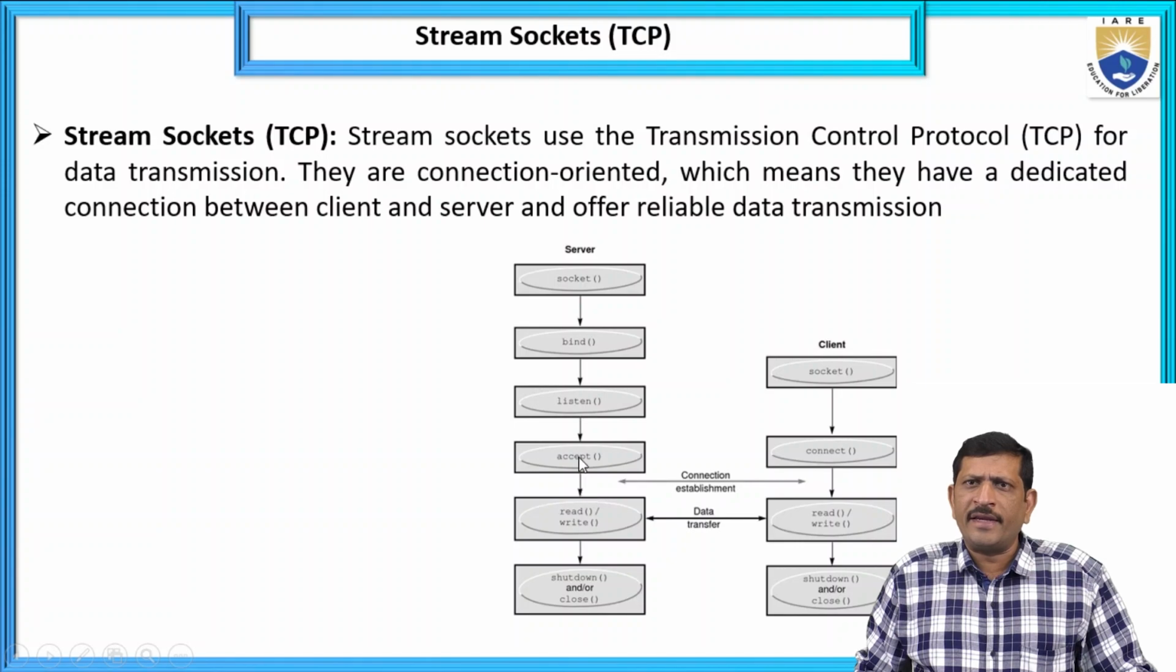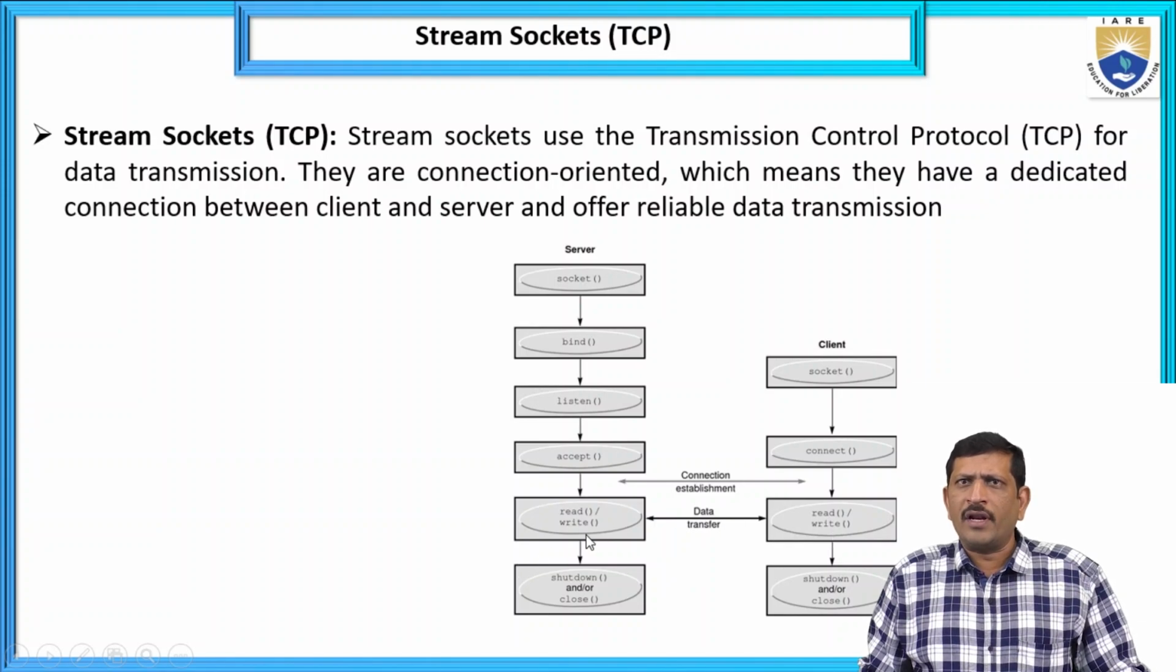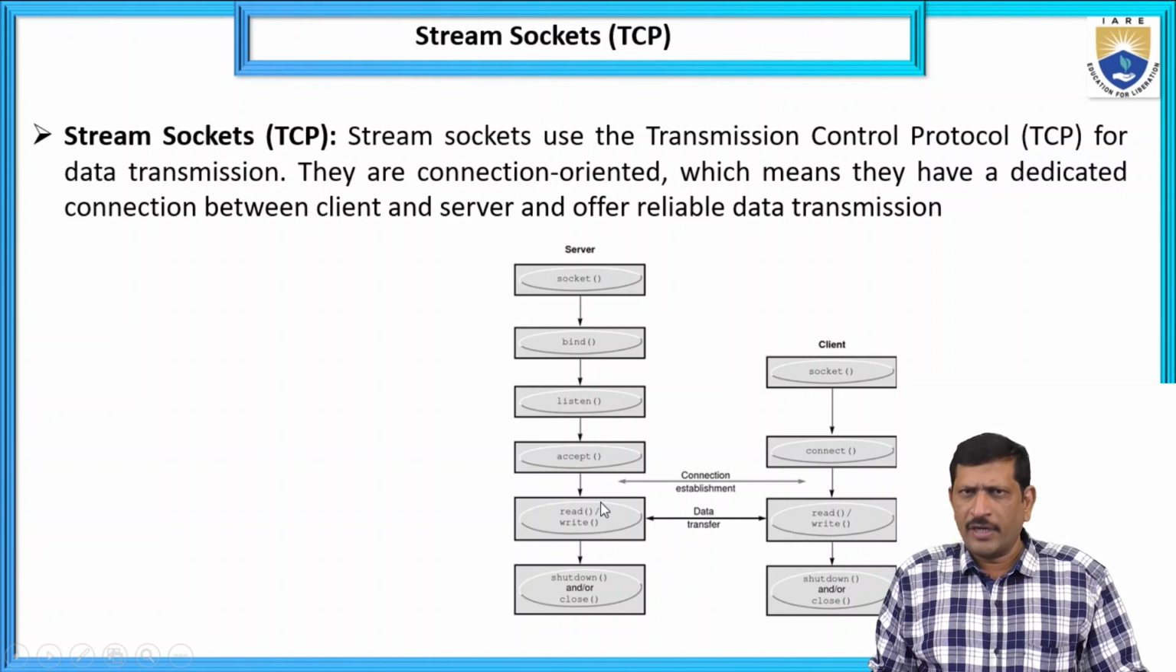Once the server accepts the connection, it performs the reading and writing operations and transfers the data to the client. Once effective communication is established and completed, the data transmission link is closed. The connection-oriented link can be closed after completion of the transaction.